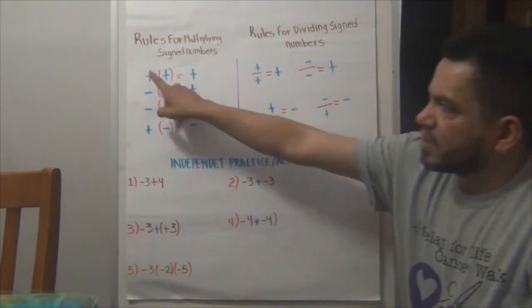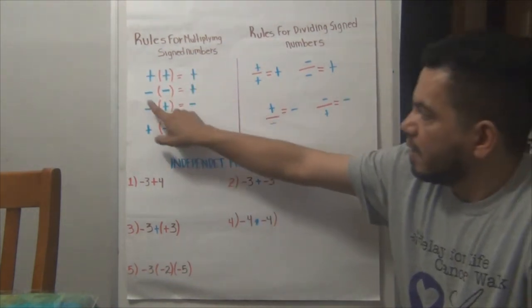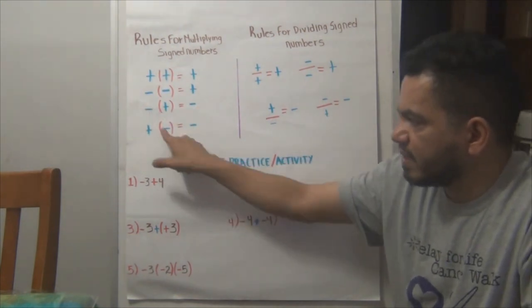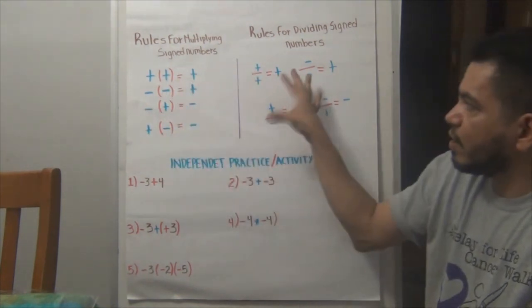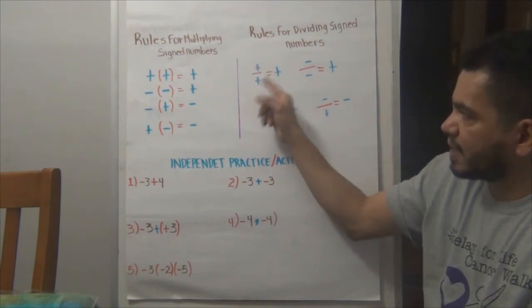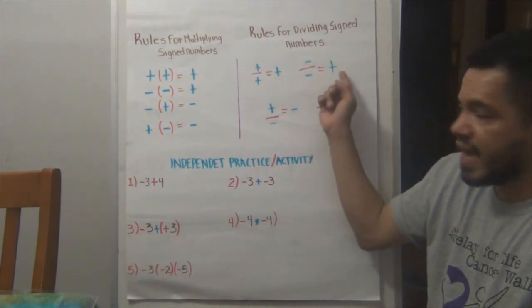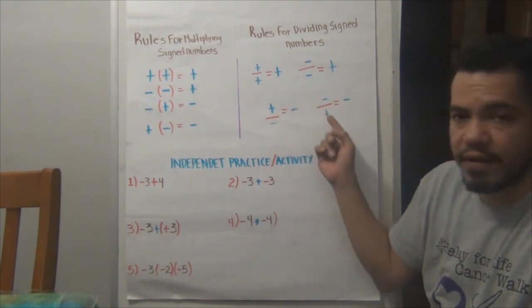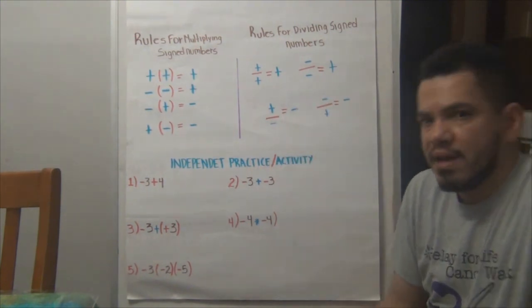Okay, look: positive times positive, positive. Negative times negative, positive. Negative times positive, negative. Positive times negative, negative. The same thing goes for division. Positive divided by positive is positive. Negative divided by negative is positive. Positive divided by negative, negative. Negative divided by positive, negative.